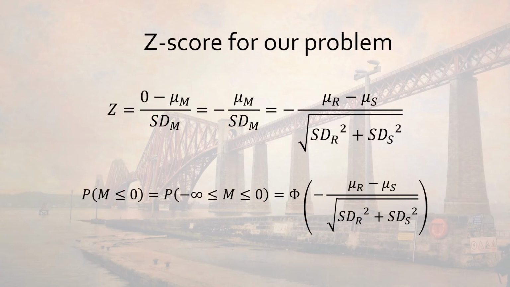If we want to use Z scores or Z values, the Z value in our problem is then 0 minus the mean value of the safety margin M divided by the standard deviation of the safety margin M, which can easily be described by the mean value of the strength and load and the standard deviation of the strength and load. The probability of the safety margin being less than 0 can be illustrated by the cumulative normal distribution inserted with this Z value.